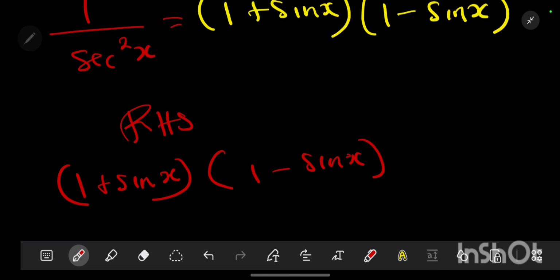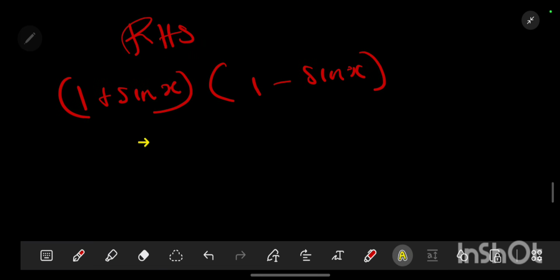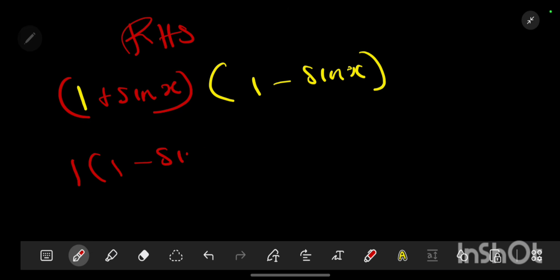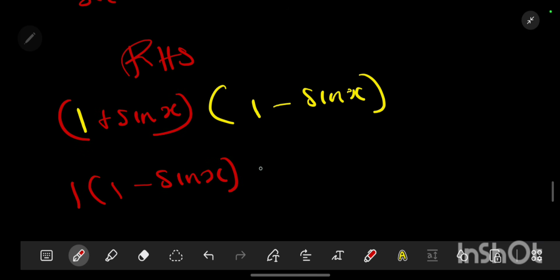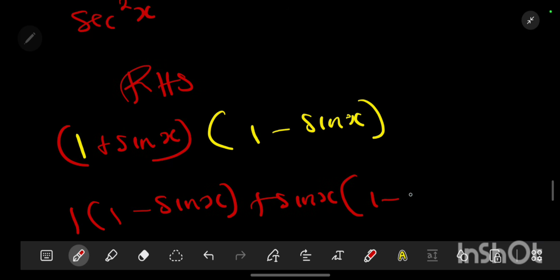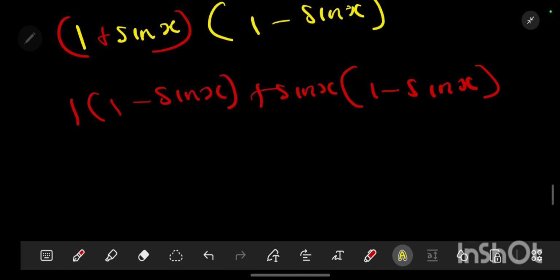So in this case, we are going to multiply. This means that this first number multiplies everything here. So this is going to give us 1, open brackets, 1 minus the sine of x. Then we have plus the sine of x times 1 minus the sine of x. So now the second number multiplies everything. That's how come we have sine x times 1 minus the sine of x.